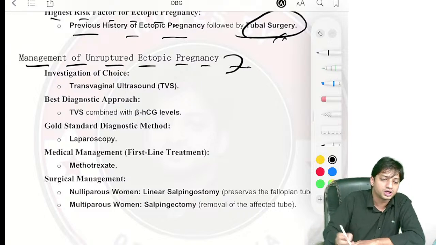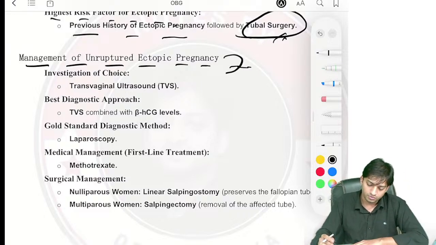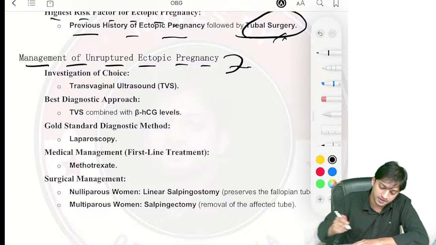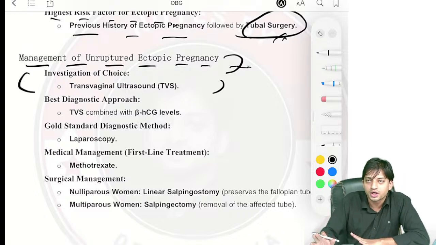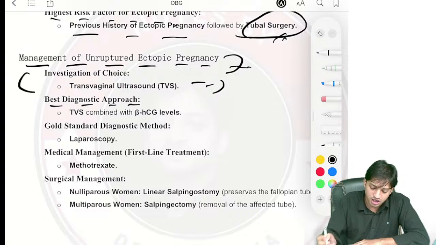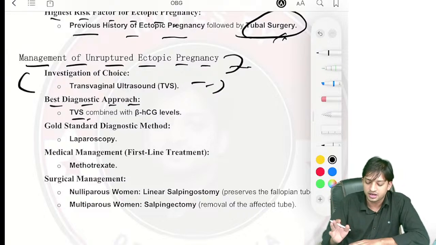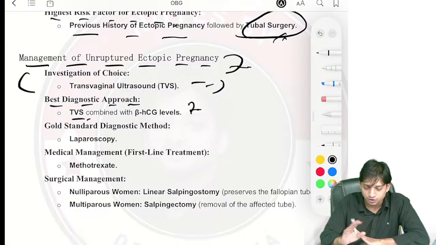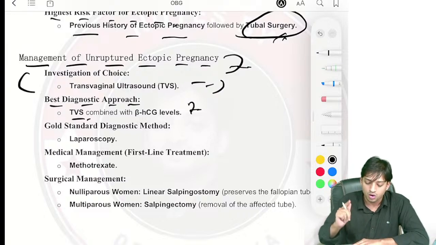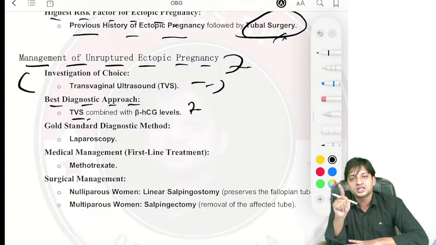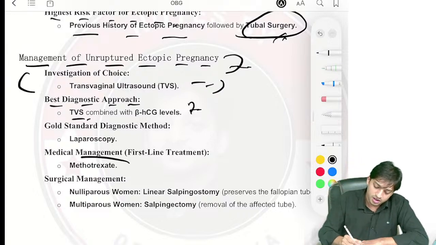Management of unruptured ectopic pregnancy. Investigation of choice. What you will do is the transvaginal ultrasound, right? Best diagnostic approach, what it will be? Transvaginal ultrasound combined with beta HCG levels. You just have to look for both of them. Now, gold standard diagnostic method for ectopic pregnancy, if they ask you, is the laparoscopy. Always. Medical management or the first line treatment for ectopic pregnancy will be methotrexate.